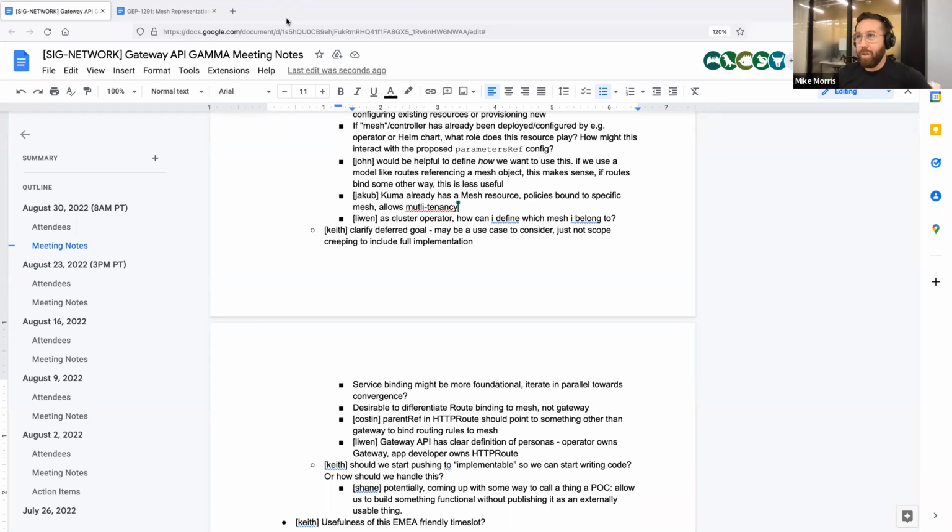And yeah, I'm unsure if it belongs in the existing service binding GEP, or if we need to start a third doc for the HTTP route to mesh binding. But it sounds like that's where we'll try to collaborate asynchronously on figuring out how to start getting more of that put together.